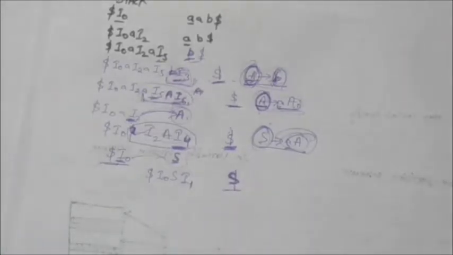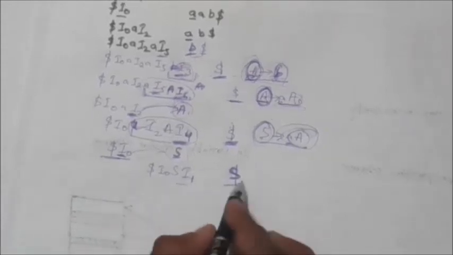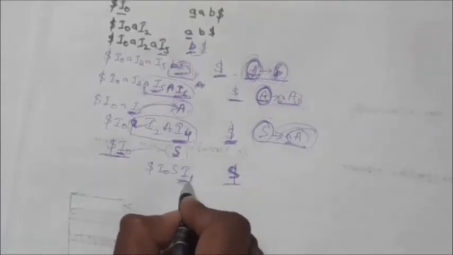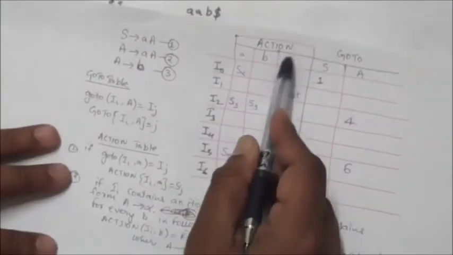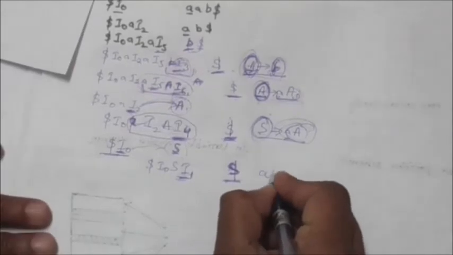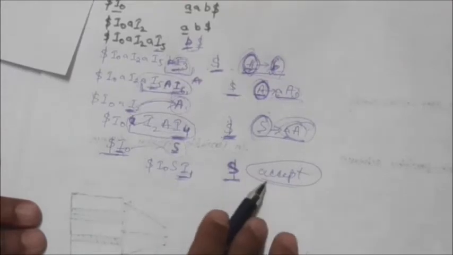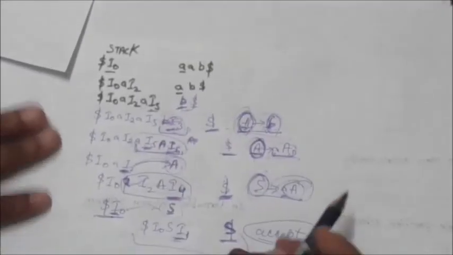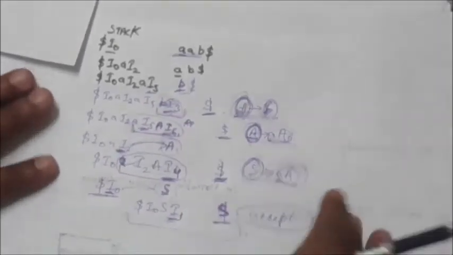What will be the next move? For that we need to check the action table, at row labeled by I1 and column labeled by $. In the action table, at row I1 and column $, it is written accept. So we will halt there. The parser will halt there, and it is declared that syntax analysis is successful. It means this string of tokens is syntactically correct.